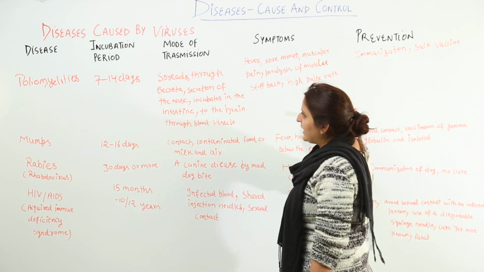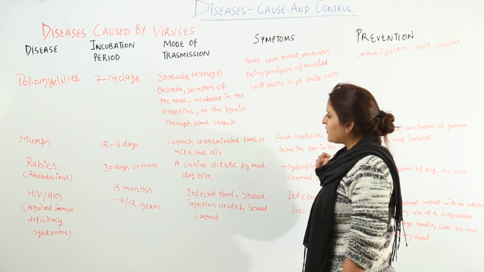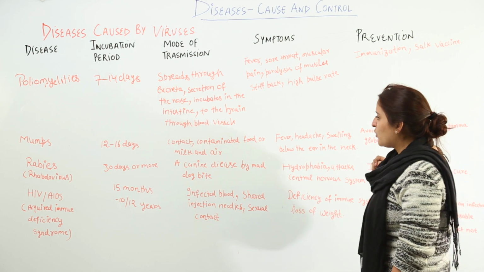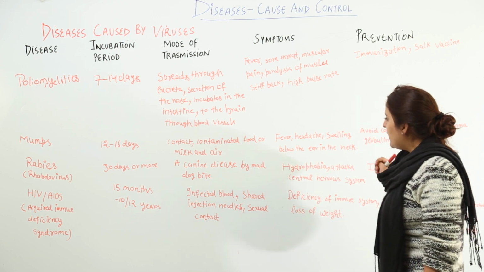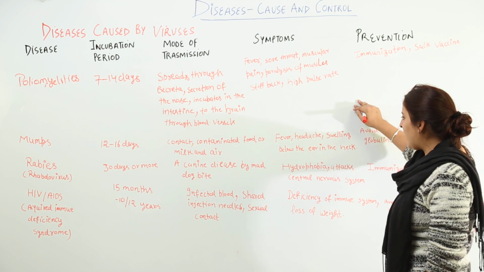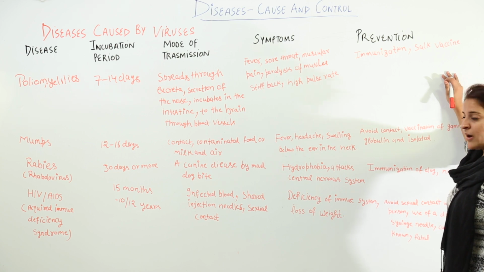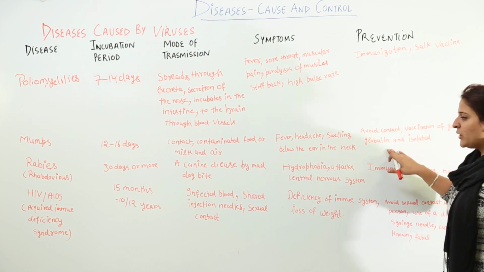Now moving on to the second disease caused by a virus, which is mumps, which has an incubation period of around 12 to 16 days, and the mode of transmission of this disease is through contact and through contaminated food or milk and air. The various symptoms of this disease include fever, headache and swelling below the ear in the neck. What is the prevention of mumps? It is by avoiding contact and by vaccination of gamma globulin.